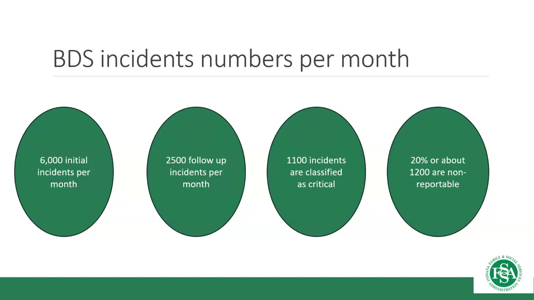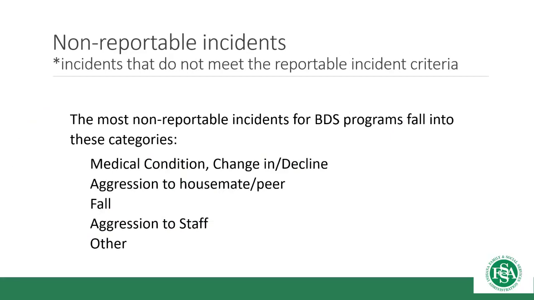Let's talk a little bit about non-reportable incidents and what that means. On average, about 20% of the submitted incident reports for SGL, ICF-IDD, CIH, FS, and nursing facilities within the BEADS programs do not meet the reportable incident criteria outlined in Administrative Code, BEADS policy, and the CIH and FS waivers. While incidents may meet the reportable criteria for these incident types, the most non-reportable incidents for BEADS programs fall into these categories: medical condition, change in or decline, aggression to housemate or peer, a fall, aggression to staff, and other. Let's look at these in a little more detail.